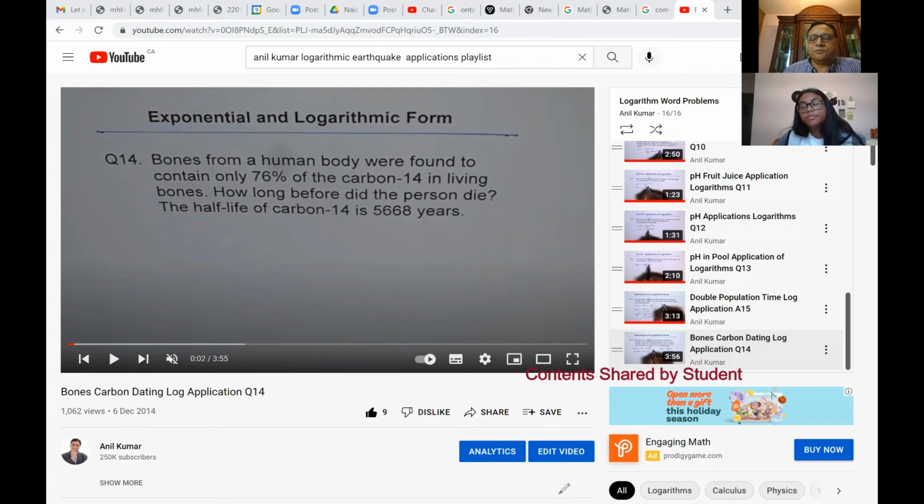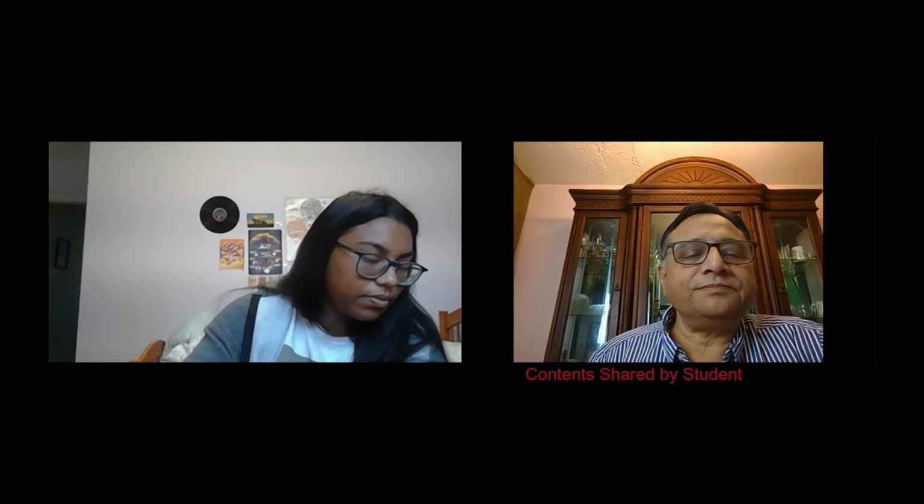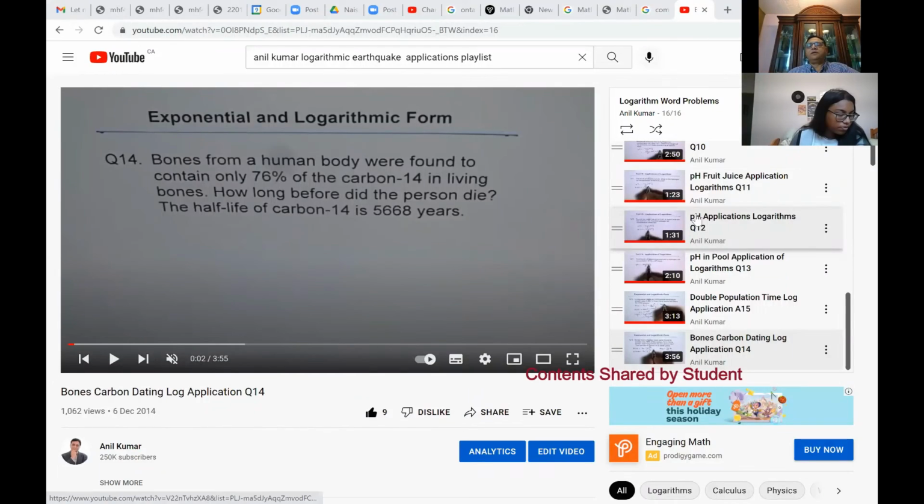I'll have to stop annotating. Okay, I'll again go back and share with you. Wait. Perfect. Let me take more examples.